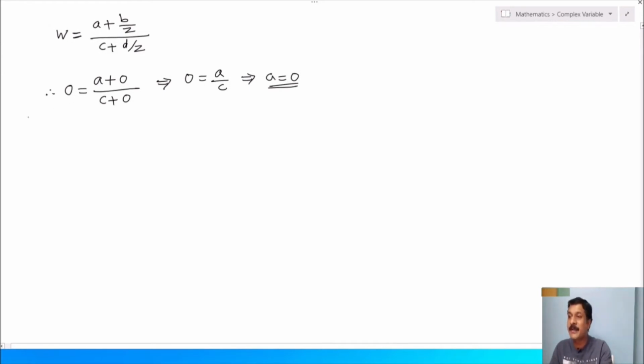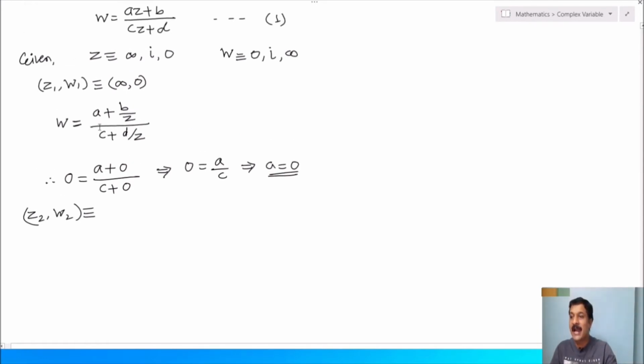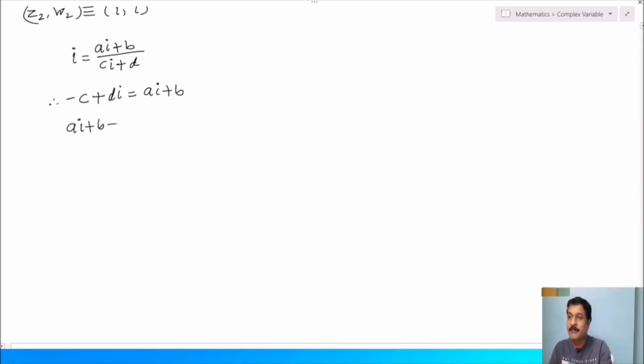Now consider the second pair, Z2, W2. Z equal to I and W equal to I. Put in equation 1. It gives I equal to A into I plus B upon C into I plus D. Simplify it by cross multiplication: C into I into I, I square, gives minus C, plus DI, and that is equal to AI plus B. So I am getting the equation AI plus B plus C minus DI equal to 0. Now the third pair, that is Z3, W3.